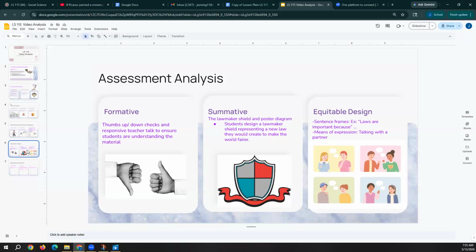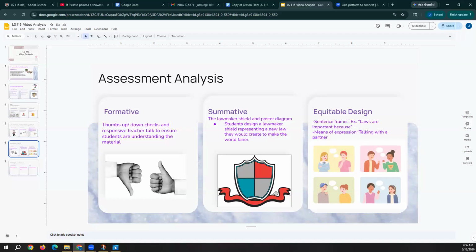And then for the summative assessment, as you can see, we have a lawmaker shield. This is kind of an example of what we had as well. We also had a poster diagram, and basically students will illustrate how laws are made and how they are enforced. And again, they will write everything down, making sure they're putting down the differences between the laws and the rules.